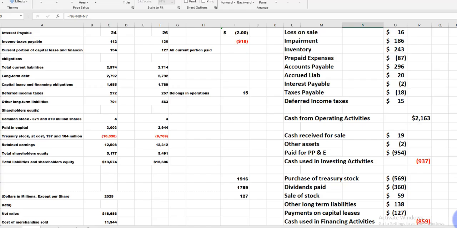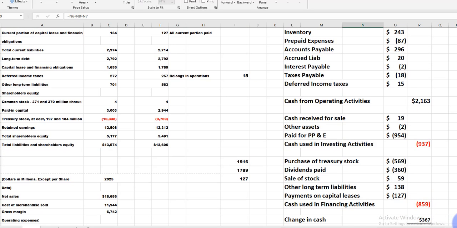All right. So let's go down to the financing section. We're looking at liabilities and equity. Just like in our earlier example, maybe we'll take on equity first because it's a little easier. Treasury stock changed by 569. Okay, just take the difference. 569, it's more negative. That means we bought more treasury stock.